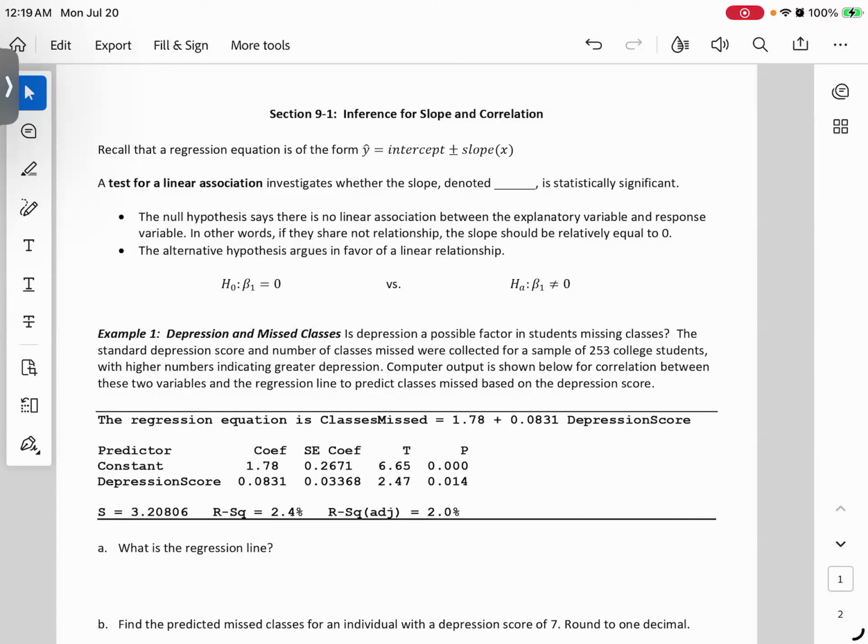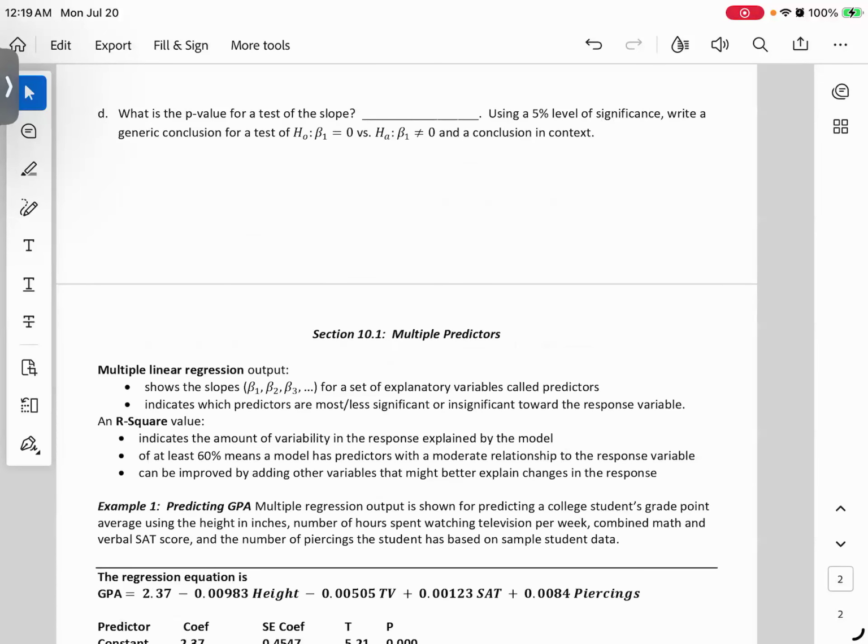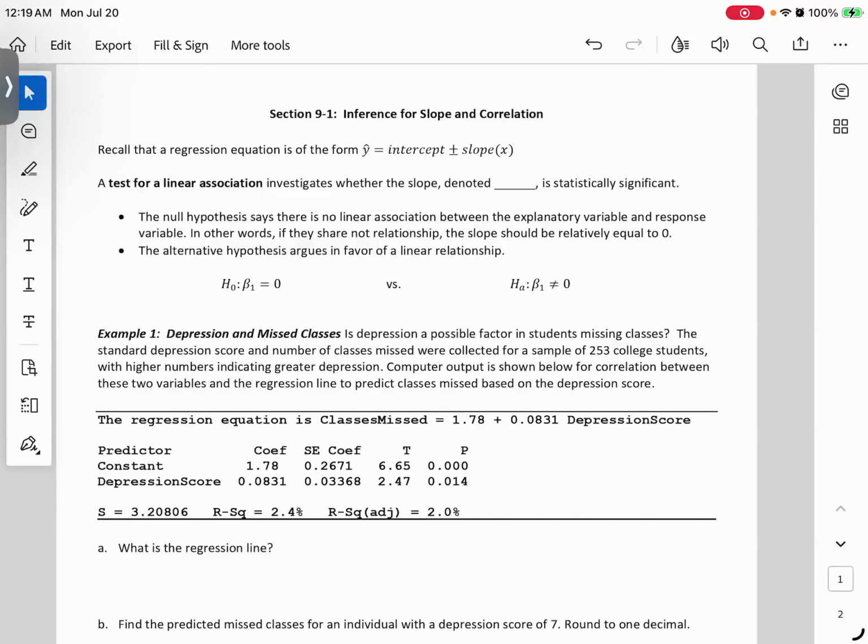Well, this is the last lecture for our statistics class. It's going to involve two sections, 9.1 and 10.1. And some of it is going to feel like a flashback from what we did in section 2.6, which was when we were doing linear regression.